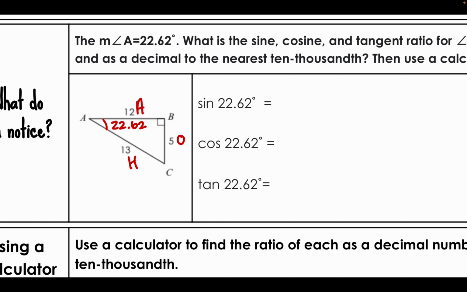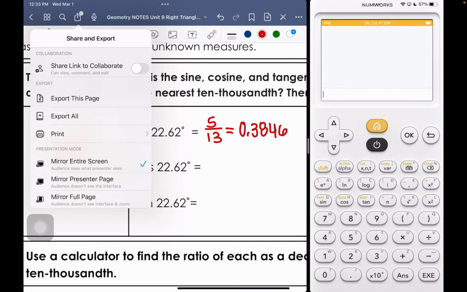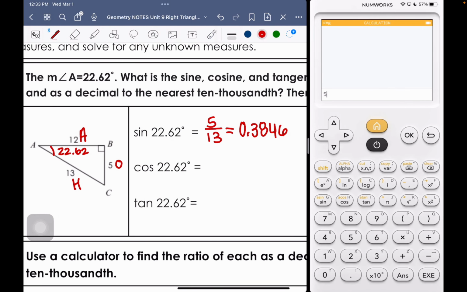Sine is going to be opposite over hypotenuse, so that's going to be 5/13. If we plug that in our calculator, 5 divided by 13 gives us 0.3846 when we round. So 5 divided by 13, we get 0.3846.